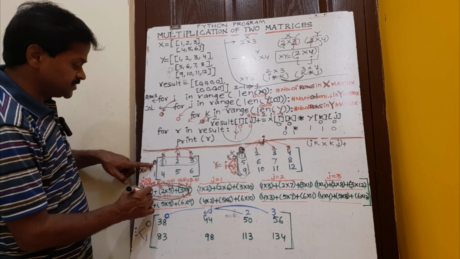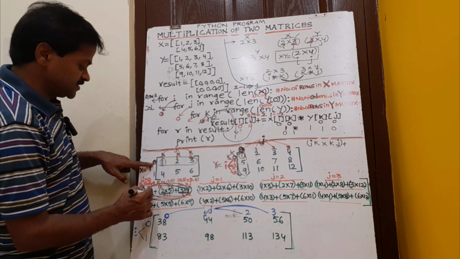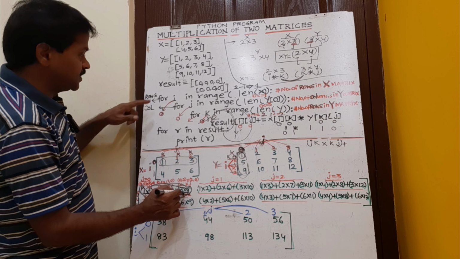You see here, K is 0, K is 1, K is 2. Here the K loop will be rotated 3 times. That means first, second, third value: K1, K2, K3. I is 0, J is 0 only.